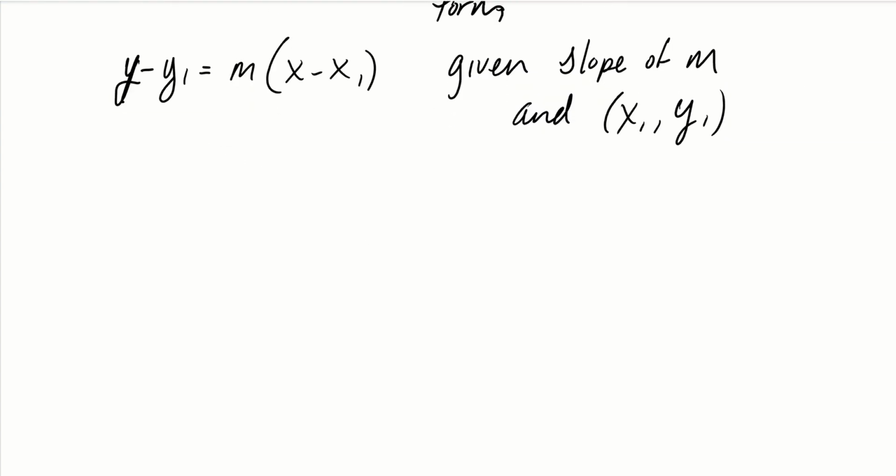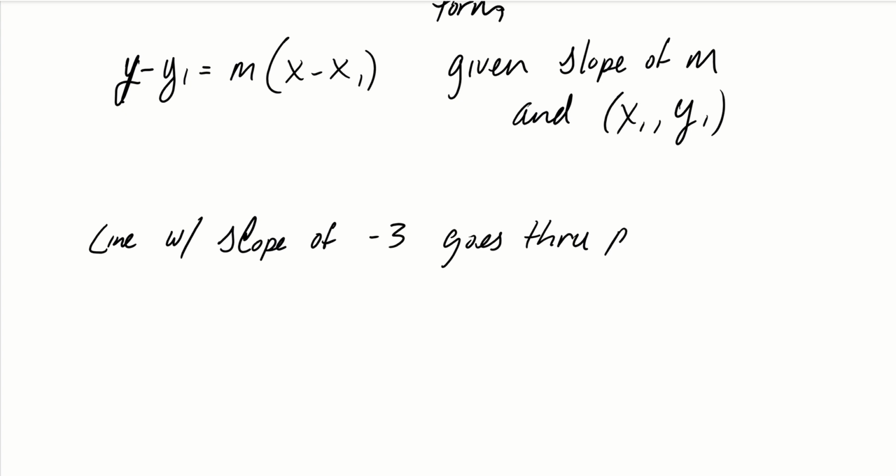So I'm just going to make up a problem. Sometimes you might be told you have a line with the slope of -3 and it goes through the point 7, 1. So here I'm given a slope and I'm given a point, an x and a y value. So my slope of -3 is m. Here's x1 and y1. So all we have to do is plug that into our equation.